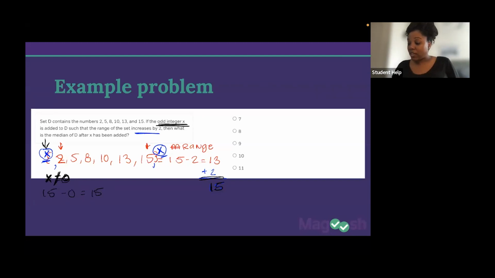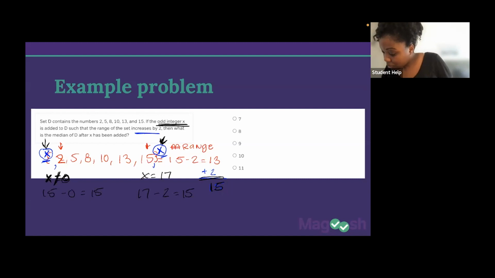The only other option then is X is on the right side of our formula, meaning that X would have to equal 17. I'm sorry, yeah, 17, right? Because 17 minus 2 equals 15. Wait. Yes, 17 minus 2 equals 15.